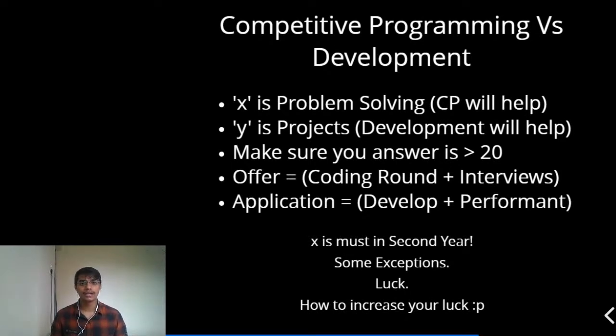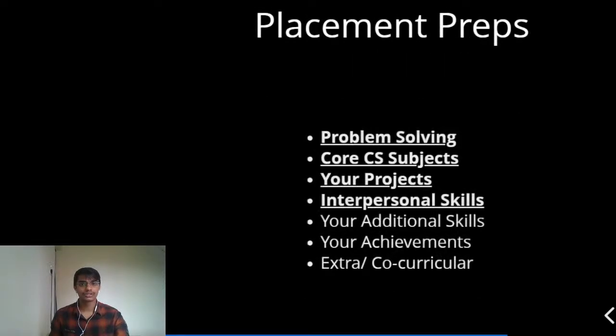Yes, there will be some part of luck, but you can control it. So how do you increase your luck? It's simple. You have to be good in everything, or at least do something at some level, as I told, like 30% of projects or 30% of problem solving. That will help, I think. If you are not neglecting or skipping stuff, you'll be lucky. That's the point I wanted to make here. So that was about competitive programming versus development.